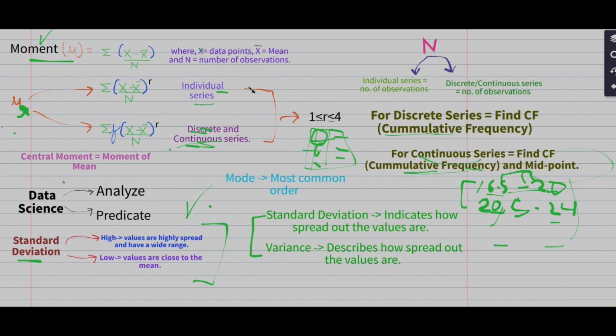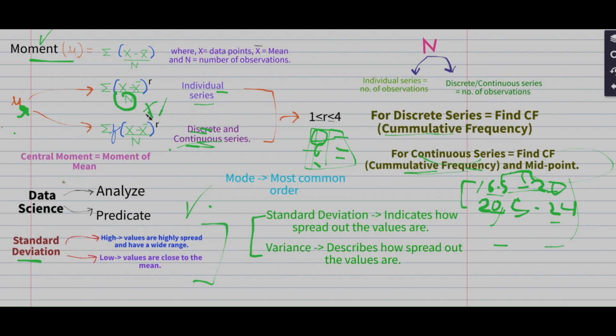But when I say that standard deviation is high, it basically means the values are highly spread out and have a wide range, right? The values are not close to the mean, they are spread out widely. But when I say the standard deviation is low, then the values are close to the mean. They are not spread out widely, they are just close to the mean value, right? So this is all about the standard deviation and variance.